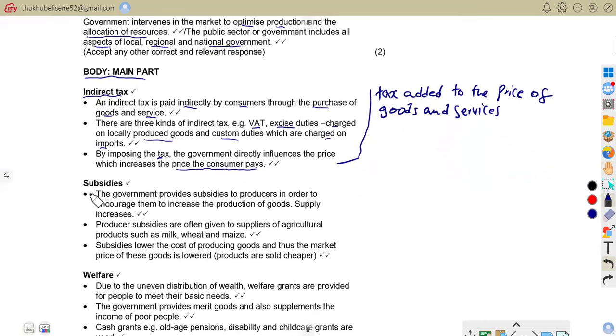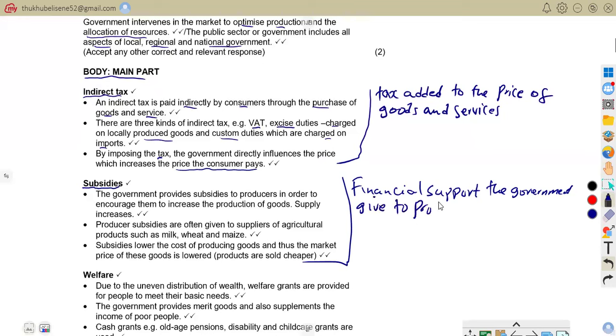Now we come to the subsidies. When we're talking about subsidies, we are talking about the financial support the government gives to producers to lower their production costs.